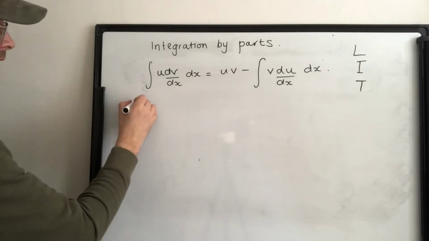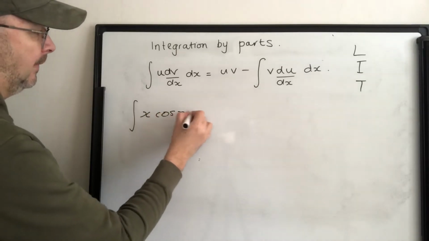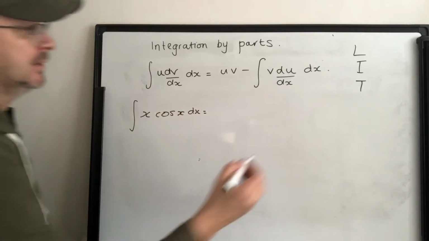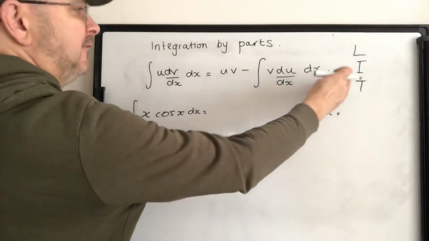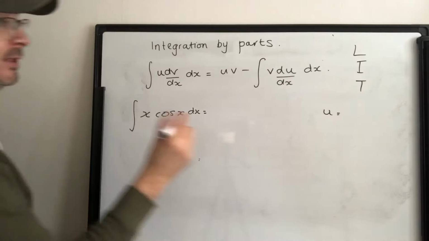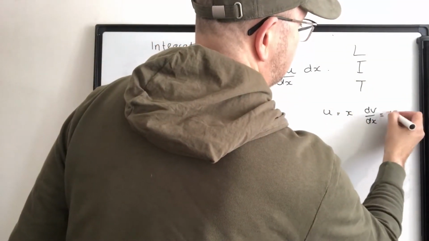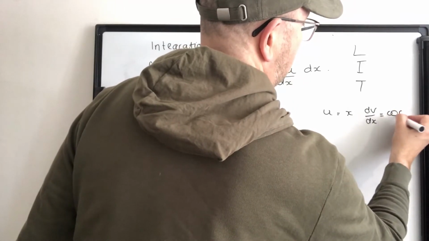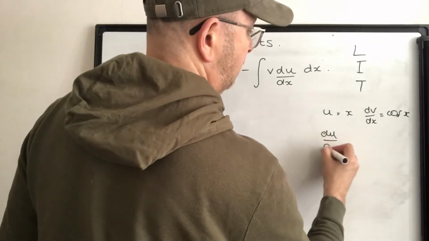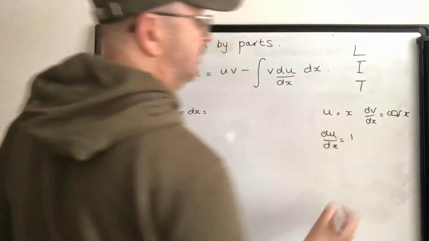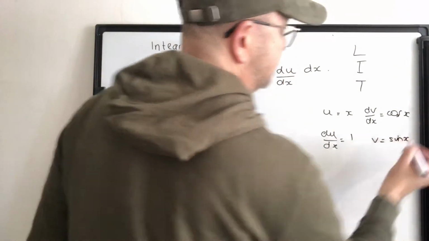So let's do another one, another similar one, x cos x. So here, u is, we don't have a natural log, we have a power of x, which is my x. So u is x, and dv dx is cos x. So du dx is 1, and v is sine x. So the integral of cos x is sine x.